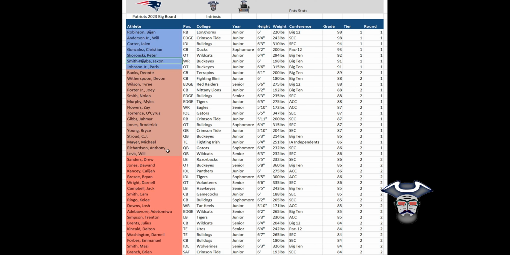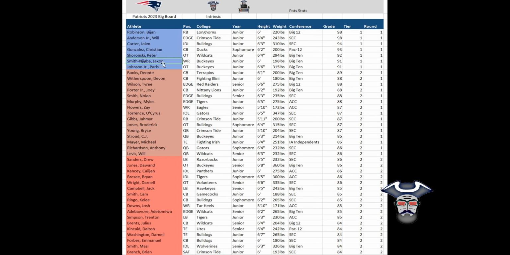Maybe Anthony Richards can get them. They're going to need some help if they're going to get a shot at, say, Christian Gonzalez, any one of these guys. I really don't think that Bijan, Anderson, or Carter is going to drop all the way. Christian Gonzalez is a very slim chance.